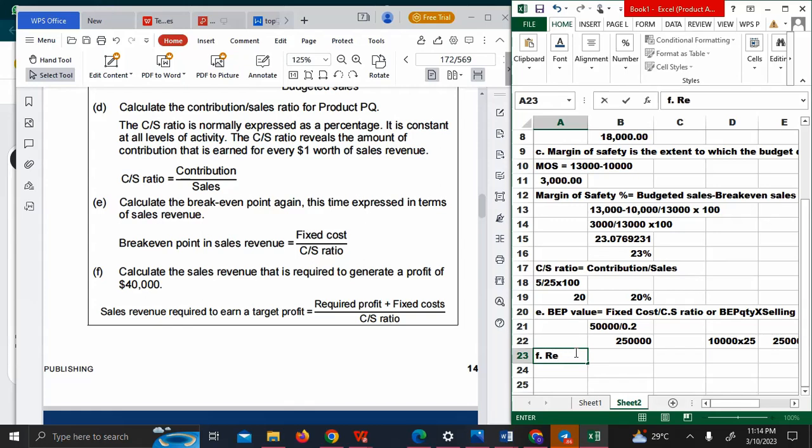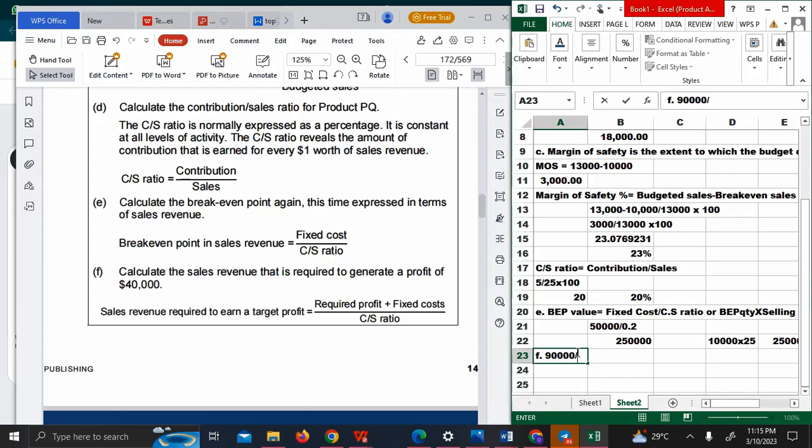We have 40,000 required profit, and then we're looking at quantity. If you calculate the sales revenue that is required to generate a profit of 40,000. Required profit or target profit is the same thing. But because we are using CS ratio now, we are doing it in Naira, not in quantity. So here we now have 90,000.